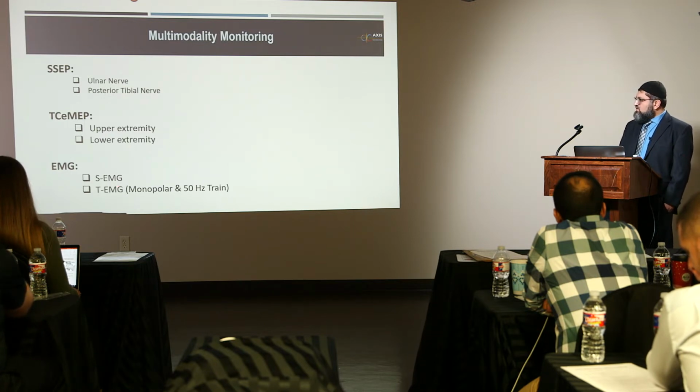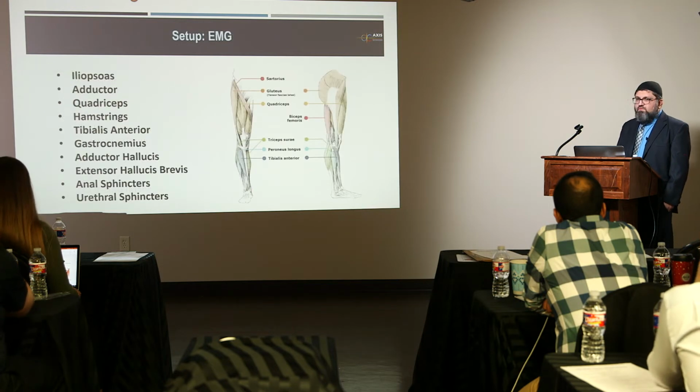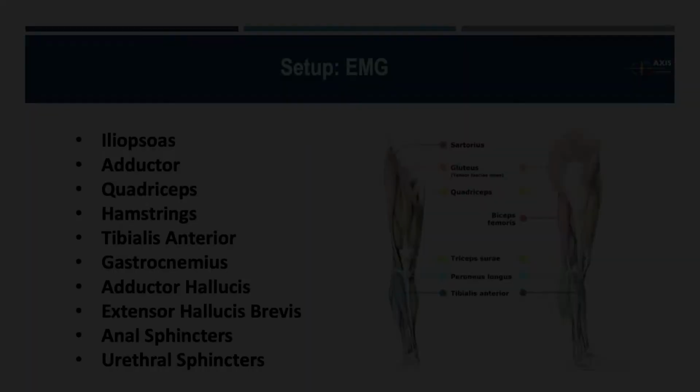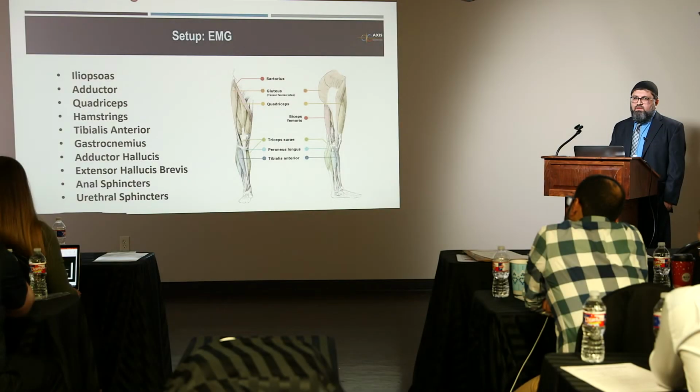For the triggered EMG, there are two types. One is monopolar and one is 50 hertz. I'm going to talk about that later. For all the muscles, it's all bipolar recording. We don't do any referential recording because we want to be very, very specific. Now we also have urethral electrodes. In all the cases we do a urethral electrode. The electrode is imprinted on the catheter in the bladder, and you can record from the bladder directly.